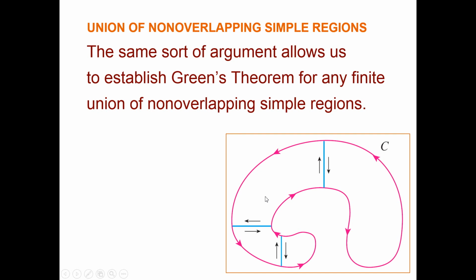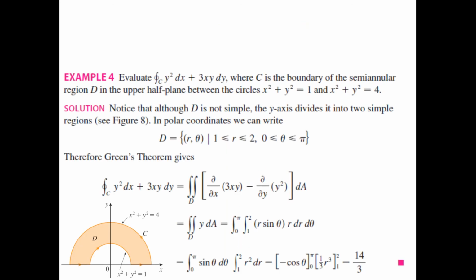Similarly, we can extend it to multiple non-overlapping simple regions. We can make a union of all such regions. This is an example of the extended Green's theorem, and I urge you to do it yourself. This is example number 4 in the book. If there is a problem, we can discuss it tomorrow, inshallah.